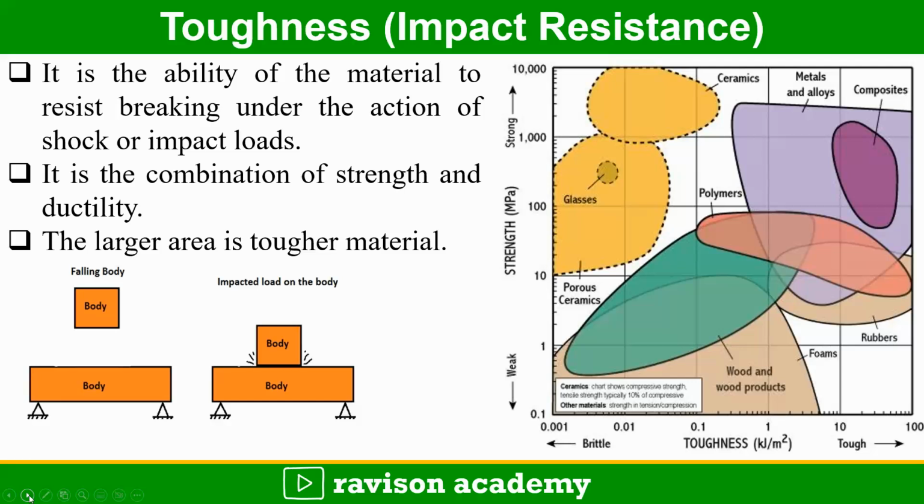Coming to toughness, it is also called impact resistance. It is the ability of the material to resist breaking under the action of shock or impact loads. So toughness is the combination of strength and ductility. So the larger the area, the tougher the material. This larger area means larger area in the stress strain curve, and we can tell the material is tough. That is, the ductile material stretches over the most area in the stress strain curve, so we can tell the ductile material is tougher.